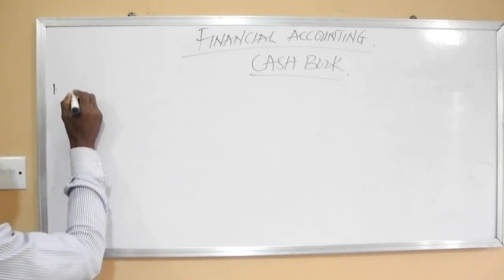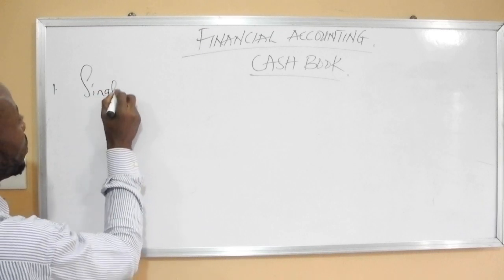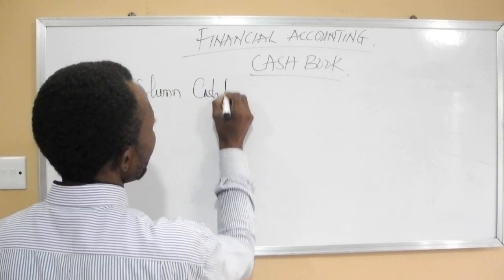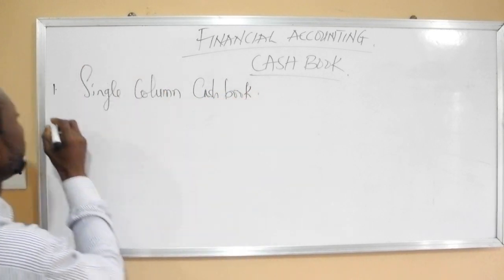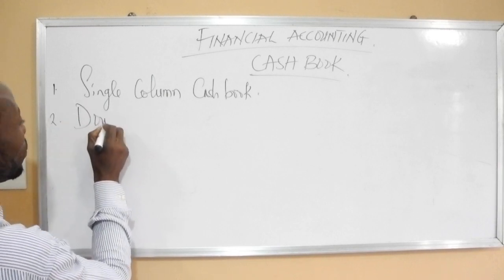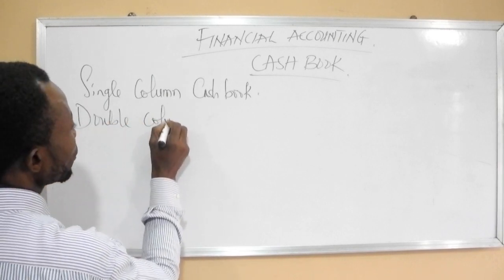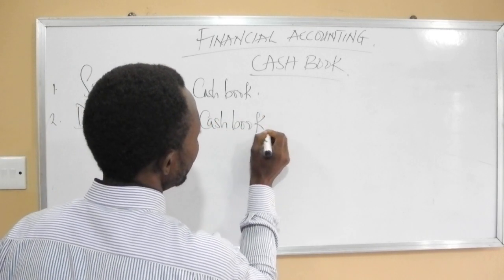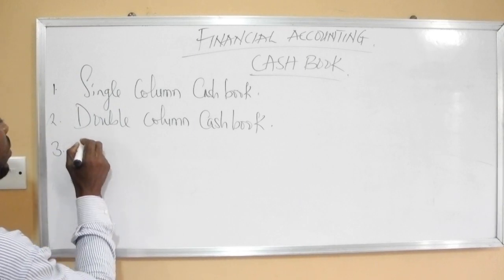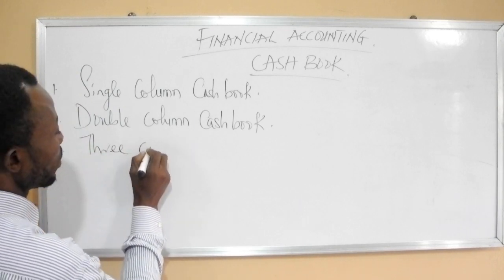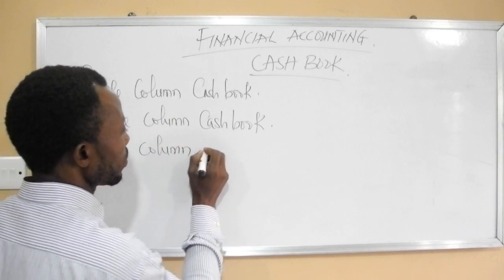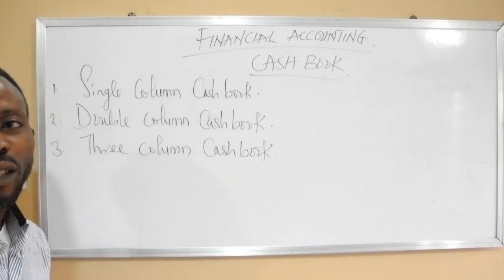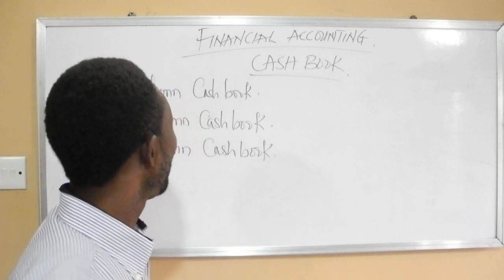Now we have the single column cash book. Number two, we have the double column cash book. Then three, you have the three column cash book. Okay, single column cash book, double column cash book, and three column cash book.